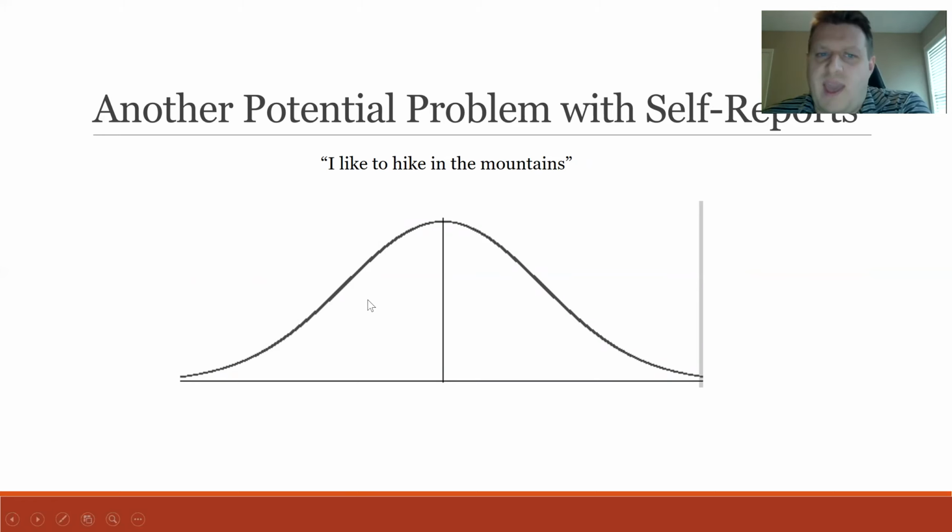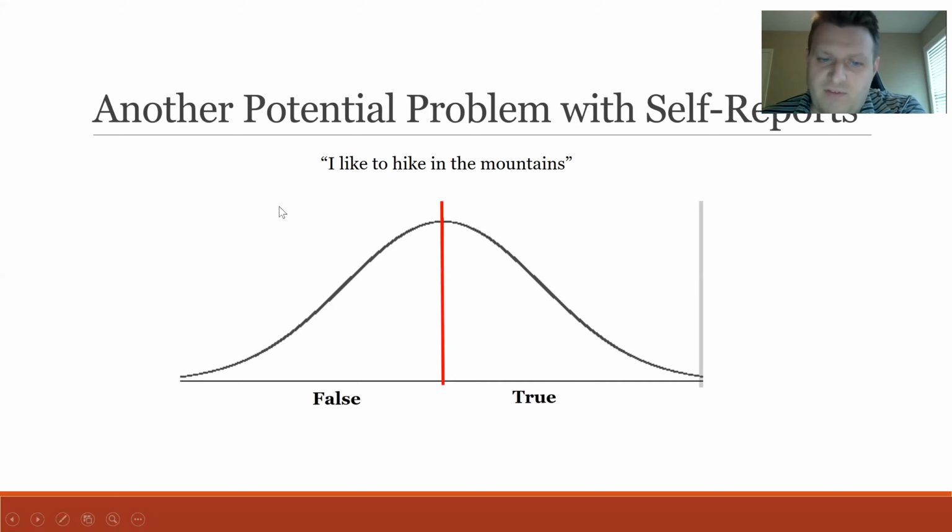So let's say that we have the personality question: I like to hike in the mountains, true or false? And let's say that this is normally distributed. Most people kind of like to hike in the mountains. There's some people that want to climb Mount Everest, and there's some people like me that, at a little bit of an incline, I'm like, don't want to. It's probably normally distributed.